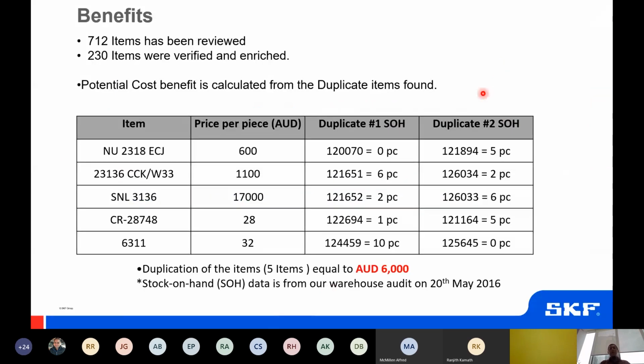Even though it was only 1,500 items, we still found quite a good amount of saving for the customer. Only 1,500 items, and only for bearings and seals. But still, in those common items, we still found duplication.